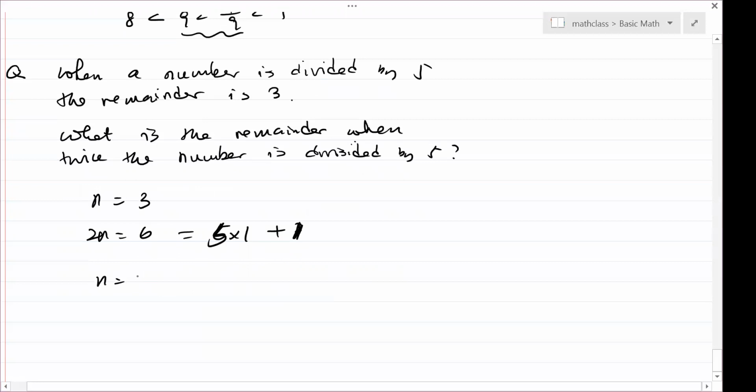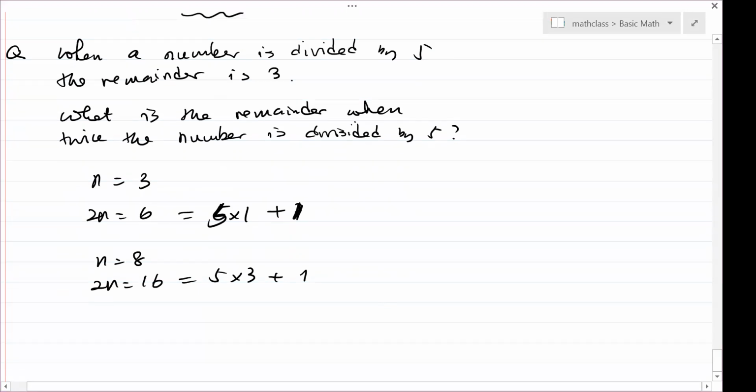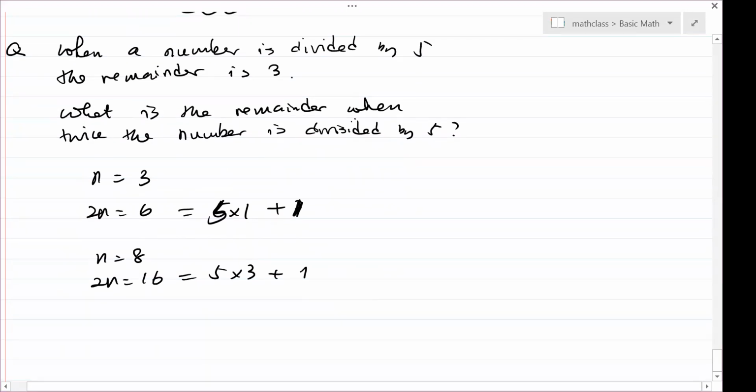When n equals 8, 2n is going to be 16, which is 5 times 3 plus 1, okay? That's just examples. You always see it's 1.